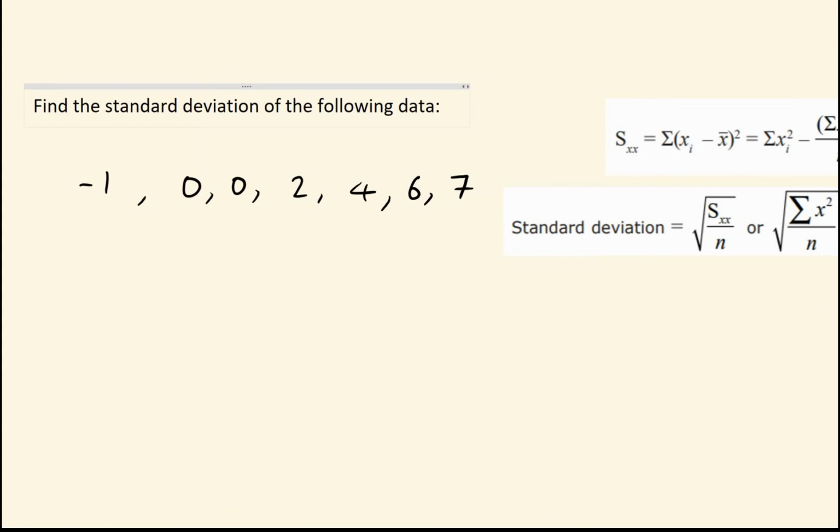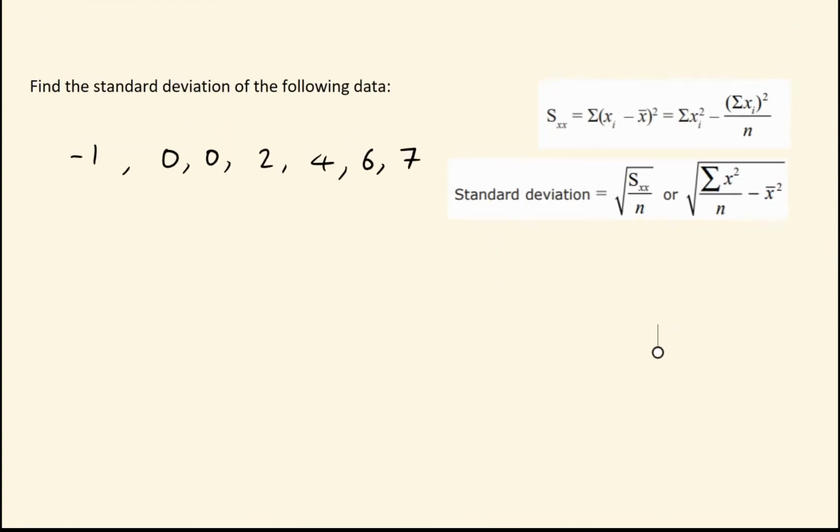So I'll start off by going through a fairly easy example. I've just got 7 pieces of data here, and I'm going to find its standard deviation. First things first, I'm going to work out what's called Sxx, and to do that, I'm going to use this part of the formula, and then for the standard deviation, I'm going to use this bit here. In order to do that, I need the sum of the x, so the sum of all the values, and also the sum of the squares. So the sum of all the values will be minus 1 plus 0 plus 0 plus 2 plus 4 plus 6 plus 7. Okay, that's going to be 13, 17, 19, 18.